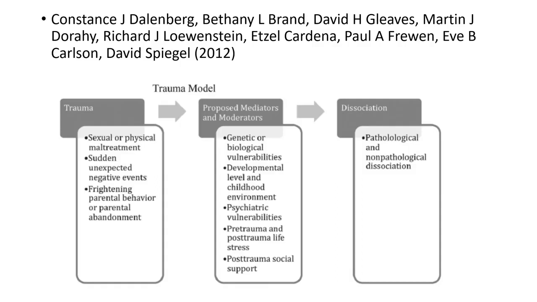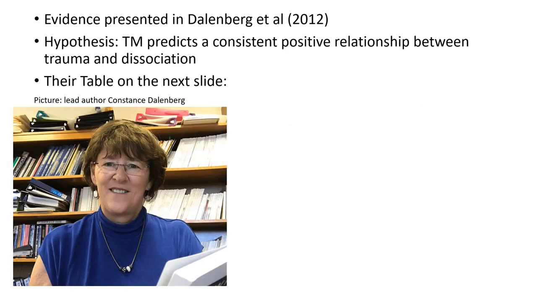Now let's move on to some of the evidence that they present in Dallenbach and colleagues, that same paper. Well, first they make one hypothesis that the trauma model will predict a consistent positive relationship between trauma and dissociation. So we're just talking here about a correlation, not necessarily a cause. Of course, to establish a cause, you need at least a correlation, and then you need a few other things as well.